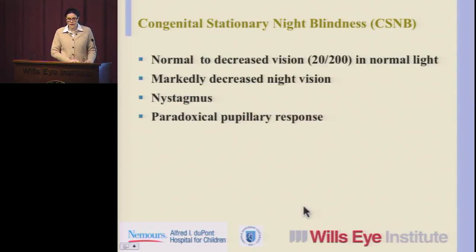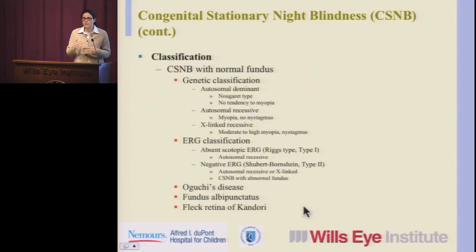Congenital stationary night blindness. Here, children will have normal to decreased vision, up to the 20/200 level, and markedly decreased night vision. They also have nystagmus and a paradoxical pupillary response. There are several different classifications of congenital stationary night blindness, and we're going to go through them here, those with a normal fundus and an abnormal fundus. When you think about those with a normal fundus, looking at the genetics of it, you can have autosomal dominant, autosomal recessive, or X-linked recessive.